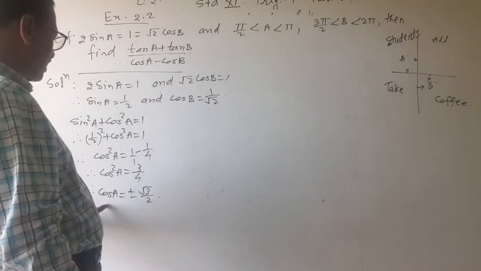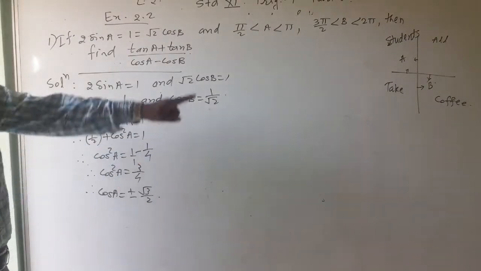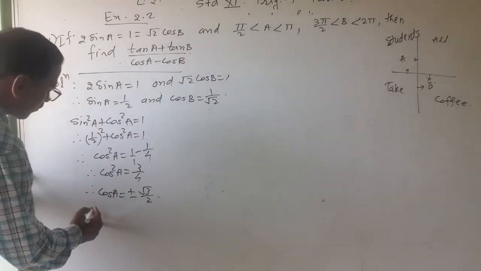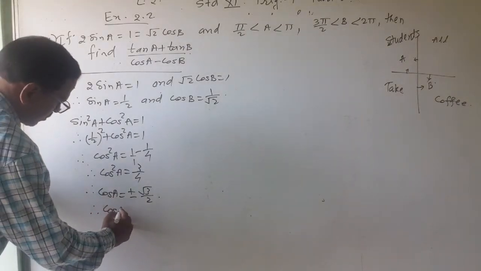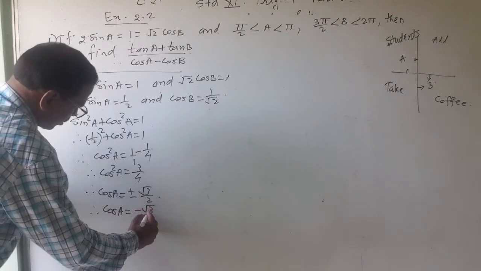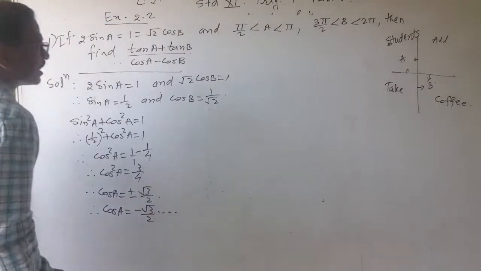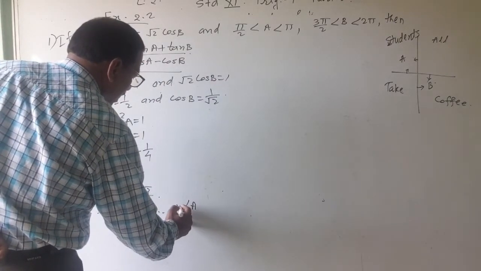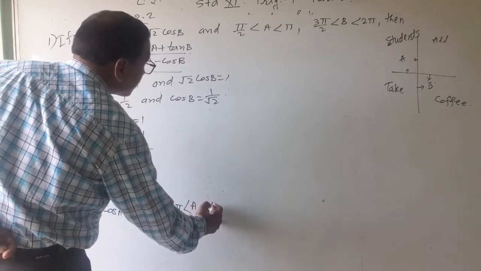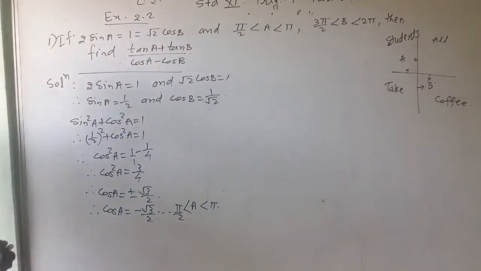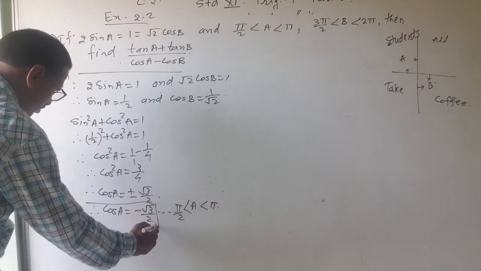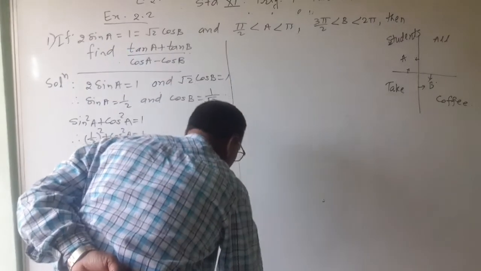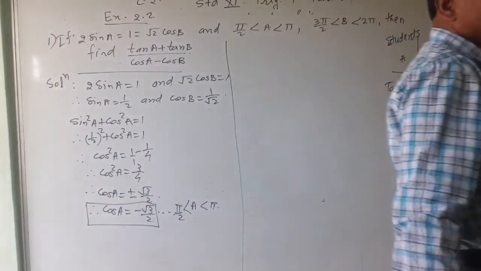Now I am going to the second quadrant and I am searching cos. In the second quadrant, cos A is negative. Therefore, cos of A is equal to minus root 3 upon 2. Here I have to give the reason: angle A is greater than pi by 2 and less than pi, that means it is in the second quadrant. This one solution I have got. Now we'll go for the next.